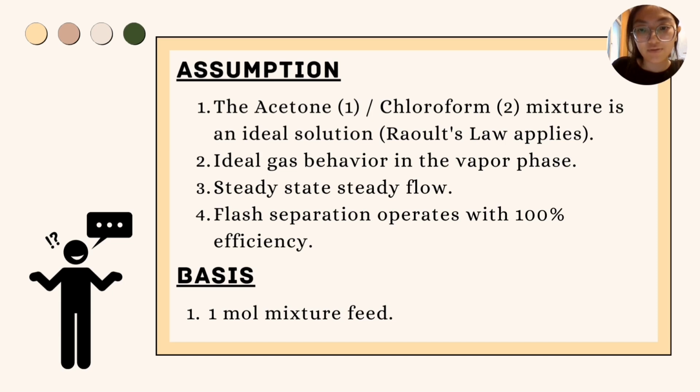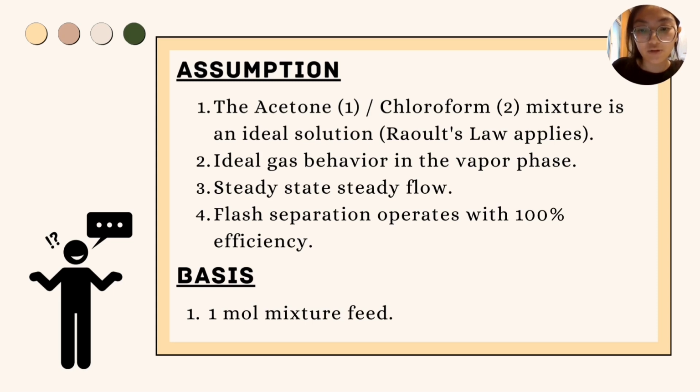This means that the vapor mixture adheres to the ideal gas law, which simplifies calculations related to pressure, volume, and temperature. Next, the process operates under steady-state conditions. This assumption indicates that the flow rate, temperature, and composition do not change with time, ensuring a consistent operation. Finally, we assume that the flash separation operates with 100% efficiency. This implies that the separation perfectly distinguishes between the components based on their volatilities without any losses or imperfections.